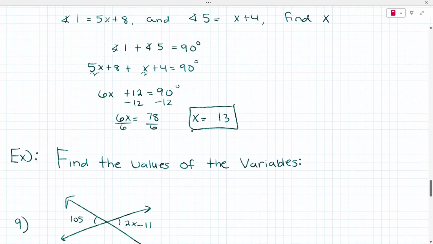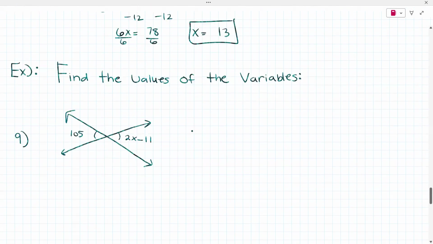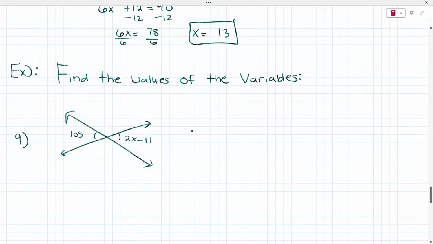Okay, next example. So this one, we have to find the values of the variables. So we just have to solve for x, right? On number 9, we have to solve for x. And what can you conclude about these two angles? Yes, they are vertical angles because they are formed by two intersecting lines, right? So these two angles are congruent. So you could say 105 equals 2x minus 11. And then you solve for x, so you're going to add 11 to both sides.